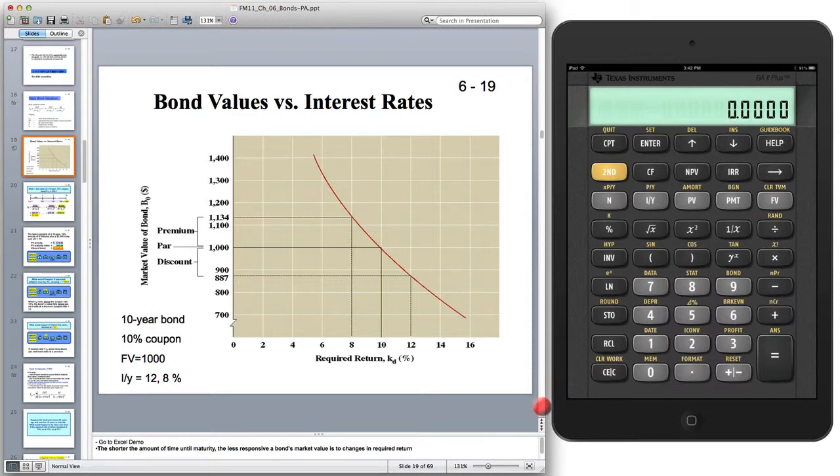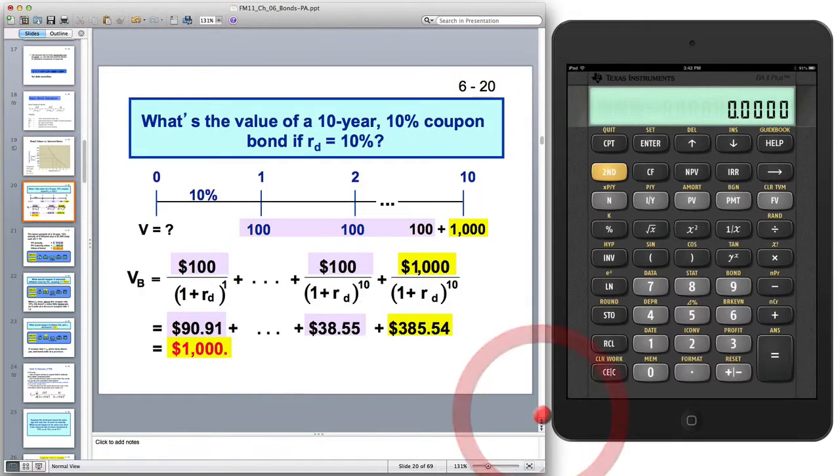I'm just setting up the numerical entry into the calculator and giving you a little bit of the theory behind bond valuation. You have to refer to a book for a complete exposition on the fundamentals of bond pricing. The focus here is how to calculate the price of a bond using this finance calculator. So let's see. What's the value of a 10-year 10% coupon bond if the discount rate is 10%?